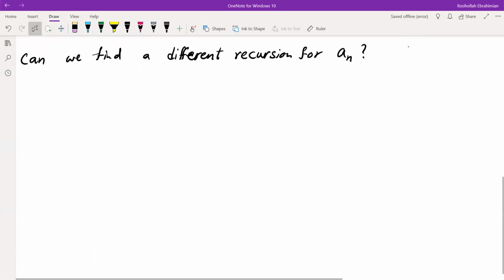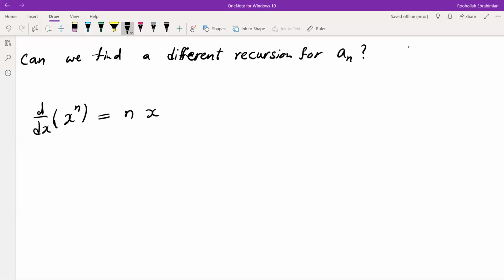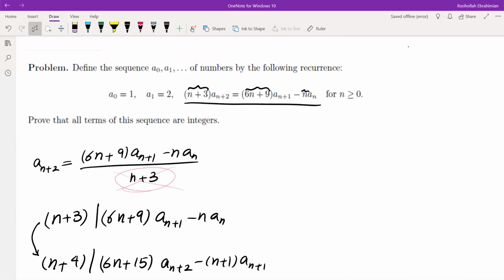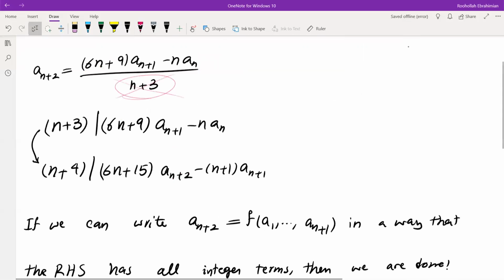So if I differentiate x to the power of n, I'm going to get n x to the power of n minus 1, which is kind of similar to what I have here. I have these coefficients of n plus 3, 6n plus 9, and n in there. So a technique that is useful in finding sequences is what we call generating functions.